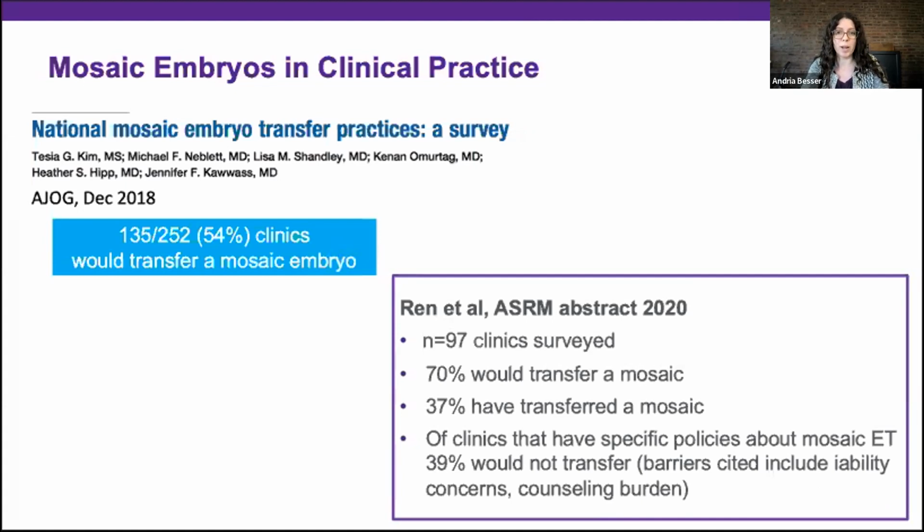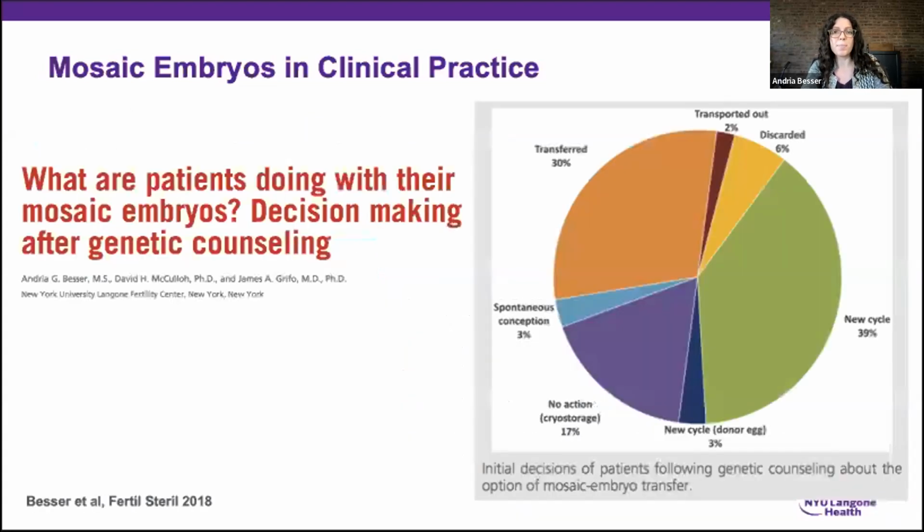Now, keep in mind that this data is from a couple of years ago, and a lot of what we covered today has been published since then, a lot of it even just in the last couple months or so. So I think it's very likely that we would see different results if these surveys were conducted today. Also, similarly, in early 2018, our group had published about patient decisions regarding mosaic embryos. And at the time, we found that of all patients who only had mosaics, so these were patients who didn't have euploids, and they were counseled about the option to transfer their mosaics, 30% moved forward with transferring, while 42% chose to do another cycle instead. Again, this was before we had a lot of the outcome data that we have now, so I think these results would probably look pretty different today since the counseling was a whole lot more cautionary at that time.